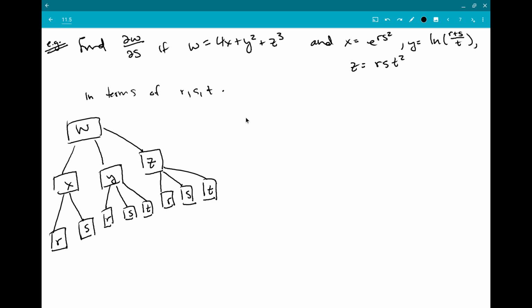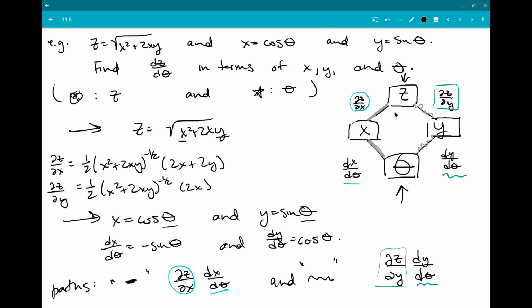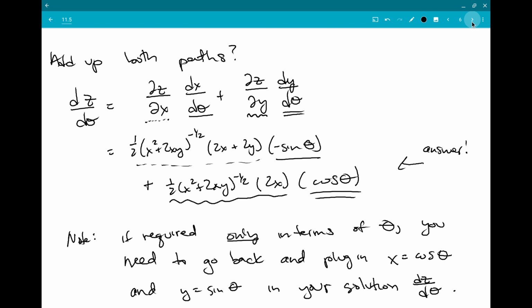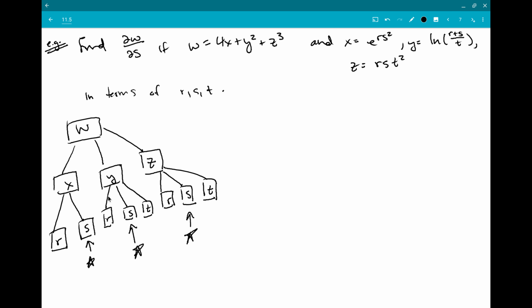And what I'm trying to find is dw/ds. So I'm eventually going to want to end down here at all of my s's. And I know last time I took the derivatives as I went, but that's because it was really simple. If we look at this map, there's a lot of lines that maybe I won't necessarily have to go through to reach these s's. So I'm going to highlight my paths first and then take my derivatives.